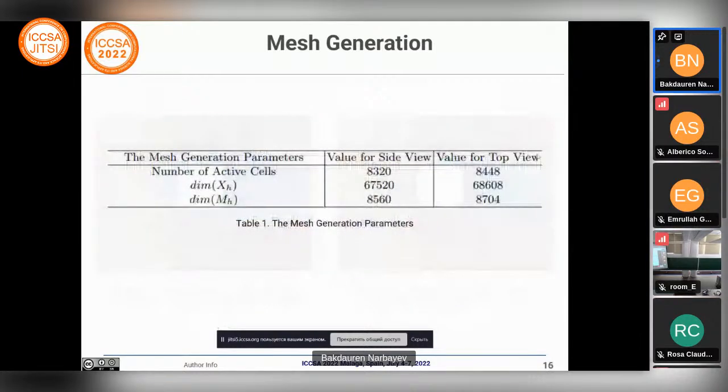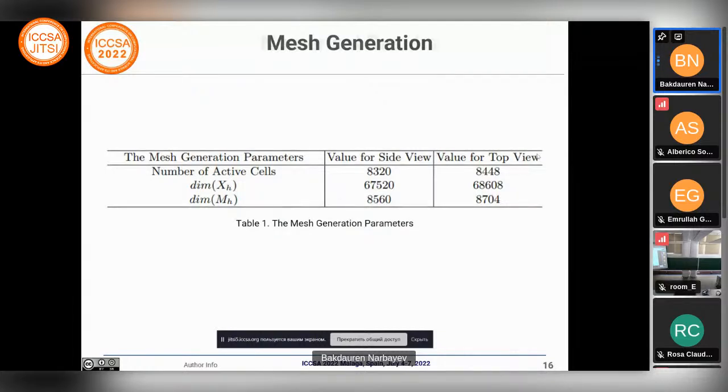So the mesh generation parameters are as follows. Very briefly, the number of active cells was higher than 8,000. Degrees of freedom for velocity are around 70,000 for side view and top view. And degrees of freedom for pressure are around 8,000 to 9,000.